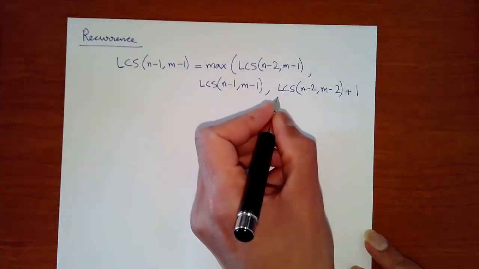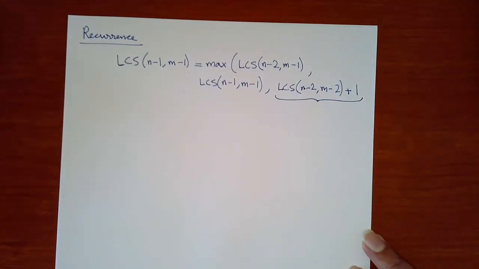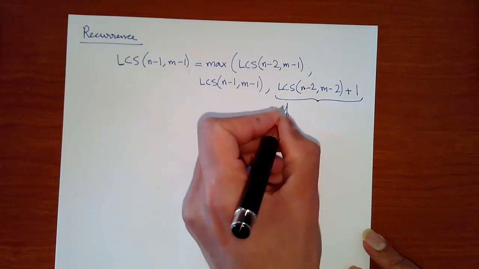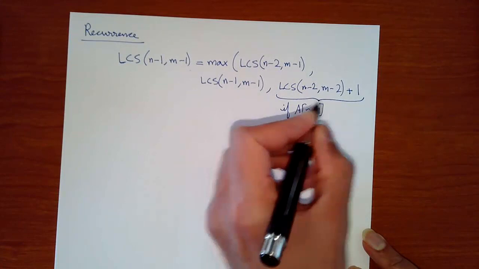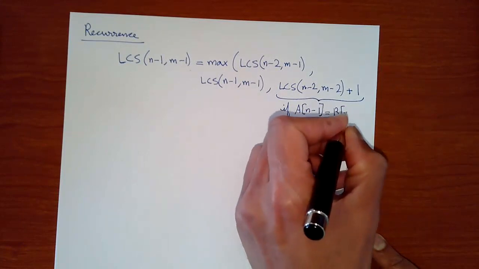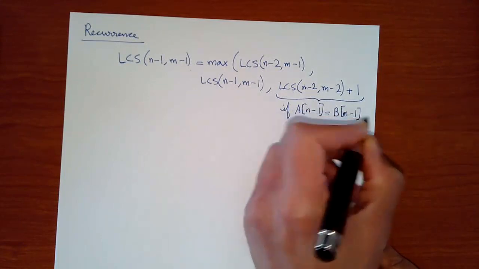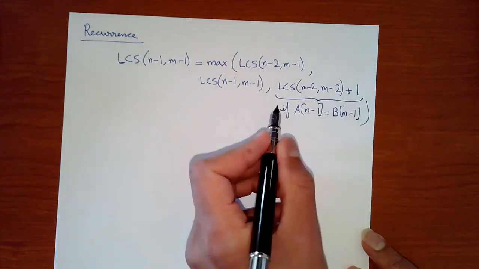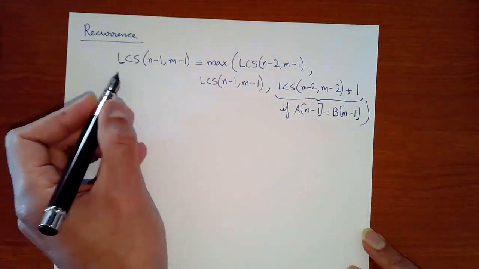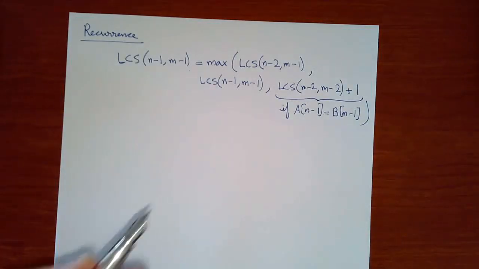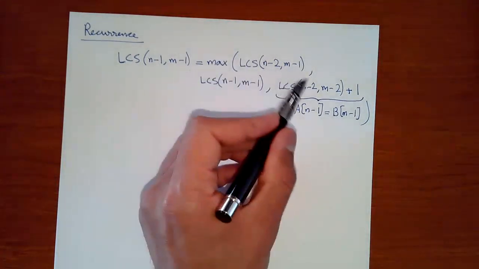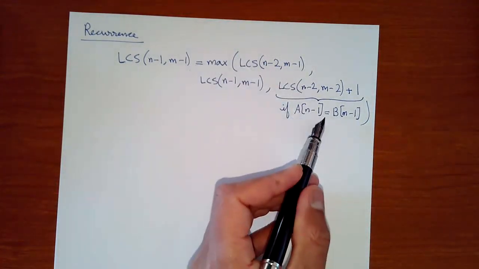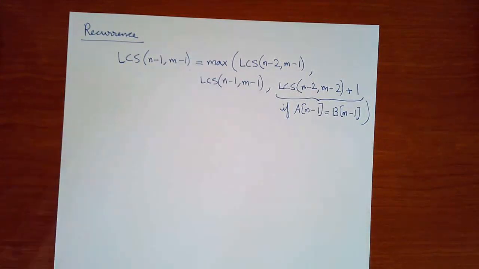I'm just going to write something here. You add this if A of n minus 1 is equal to B of m minus 1. Otherwise, you don't have this. Right? So does the recurrence make sense? I haven't written it out as code, but you could easily write it out as code. If these 2 characters are the same, then you have the max of these 3 things. If these characters are different, then you just take the max of these 2, because you know one of them is not going to be matched.